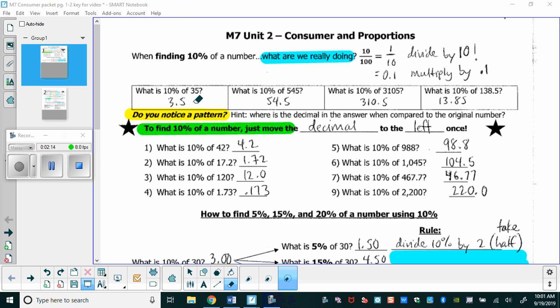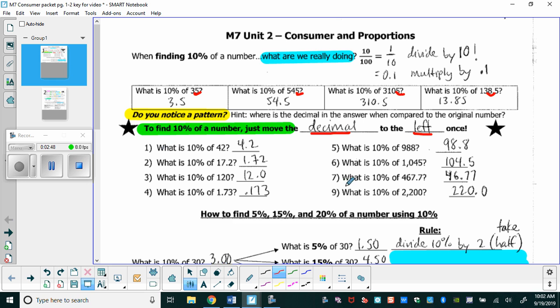So now I want you guys to look for a pattern. We're going to consider where the decimal is in our answer when compared to the original number. So to go from 35, it turned into a 3.5. 545 turned into 54.5. 3,105 turned into 310.5. And 138.5 turned into 13.85. So we have a little shortcut here. So instead of having to use the calculator, we could just move the decimal to the left once, and that's finding 10% of any number.